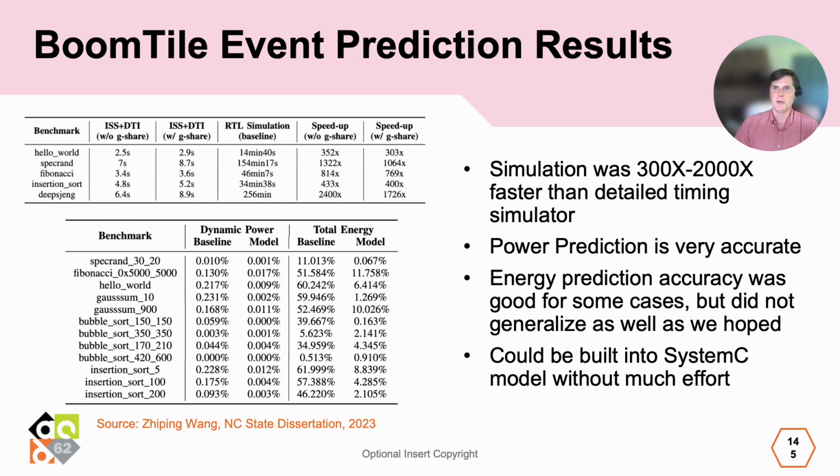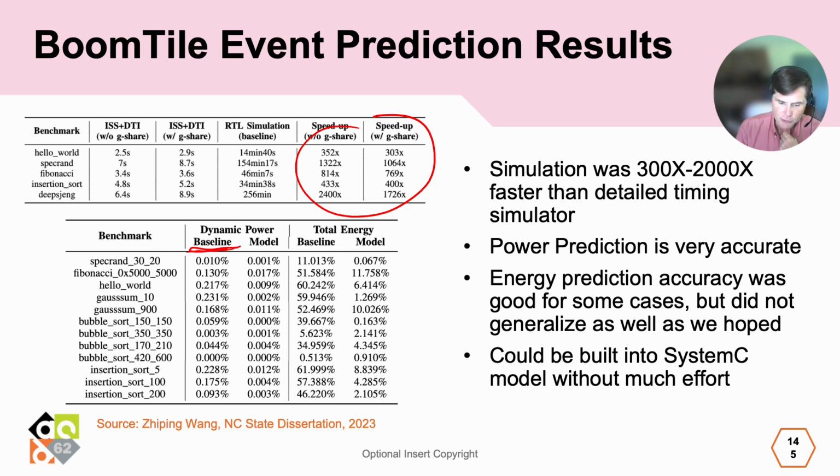So here are some plots that are showing the results of doing this kind of prediction. One of the first things he found, even when he included these extra events into the instruction set simulator, is that it was still about 300 to 2,000 times faster than the detailed timing simulator, which in this case is essentially an RTL simulation of the BOOM core. So that's pretty fast.